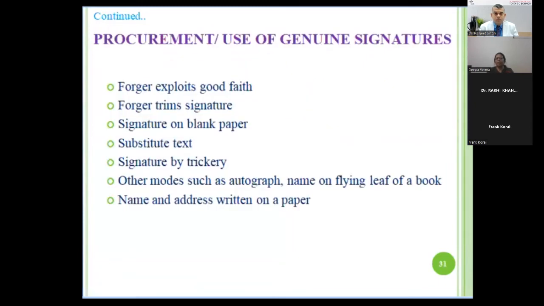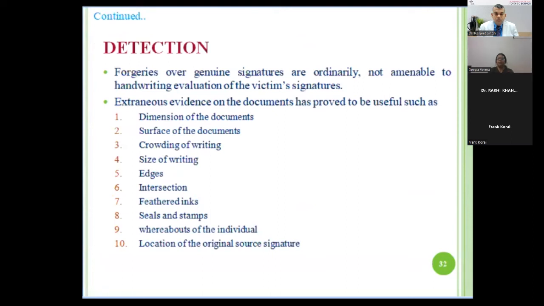Procurement of use of genuine signature: the forger exploits good faith, the forger trims a signature from any source, or signature on blank paper is taken at any course of time, and text or signature is substituted by tricking or other modes. Autograph, name on a flying leaf of a book, and name and address written on a paper are used generally in such type of forgery. Detection of such forgeries again depends on similar principles: dimension of document, surface of document, overcrowding of writing to understand the built-up nature of document, size of writing, intersection, feathered ink, stamps, whereabouts of the individual, and location of the original source of signatures.